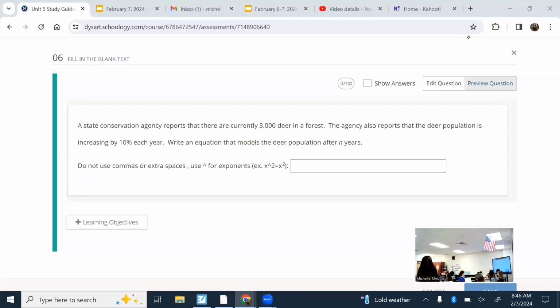On the Schoology study guide, if you want to follow along. A state conservation agency reports that there are currently 3,000 deer in the forest. The agency also reports that the deer population is increasing by 10% each year. You need to write the equation of the deer population after n years.